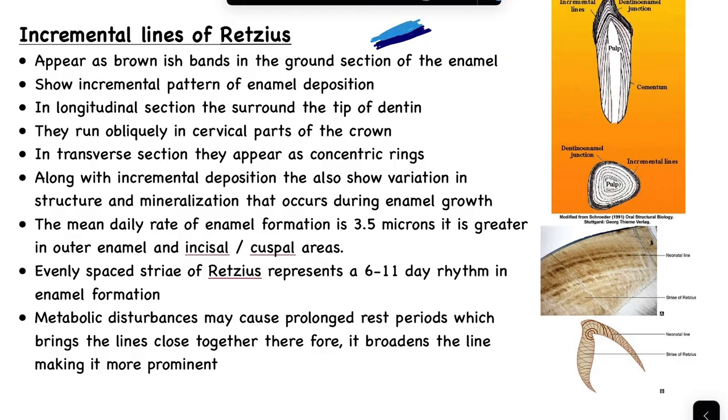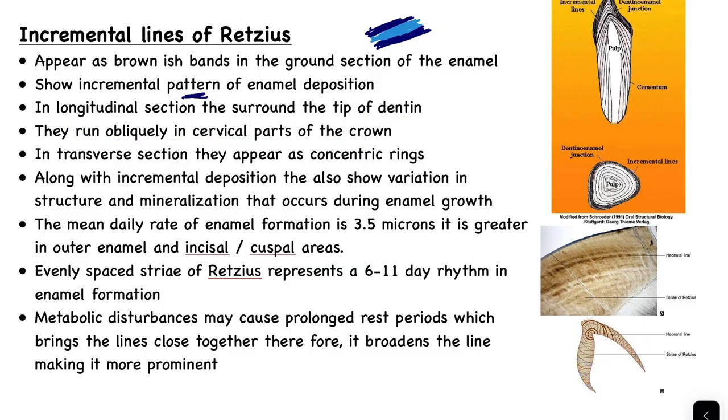Okay, so this will show a slightly inactive period, and then I have a very dark blue line. This is called the incremental pattern of enamel deposition. In the longitudinal section, these incremental lines of Retzius surround the dentine tip. They appear circular around the dentine tip, and they run obliquely in the cervical parts. They run like this in the cervical part.